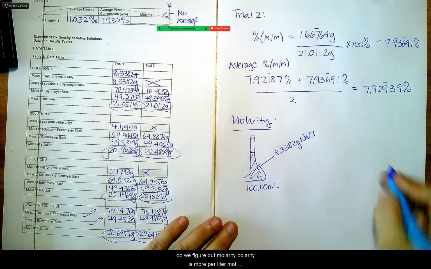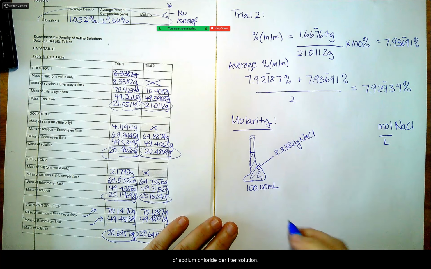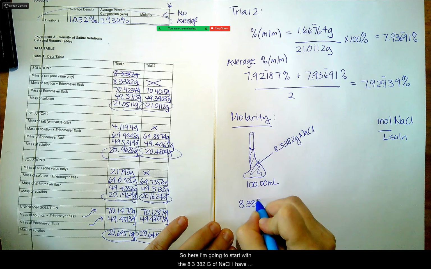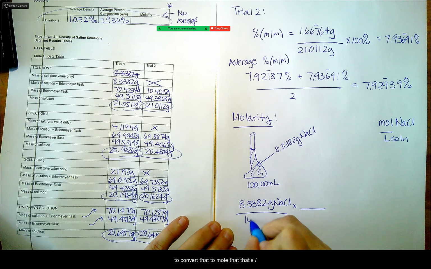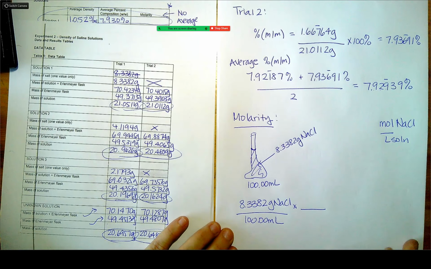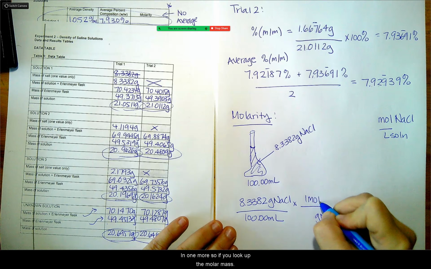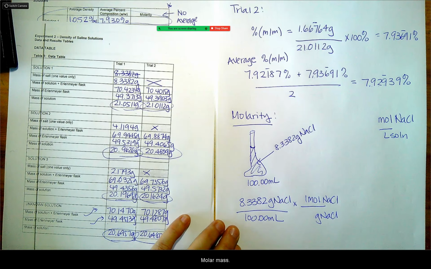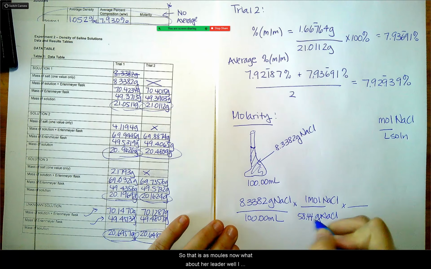So how do we figure out molarity? Well, molarity is moles per liter. Moles of sodium chloride per liter of solution. So here I'm going to start with the 8.3382 grams of NaCl. I have to convert that to moles, but that's divided by our 100 ml solution. So I need the molar mass in 1 mole here. If you look up the molar mass, it should be about 58.44 grams. So that gives us moles.